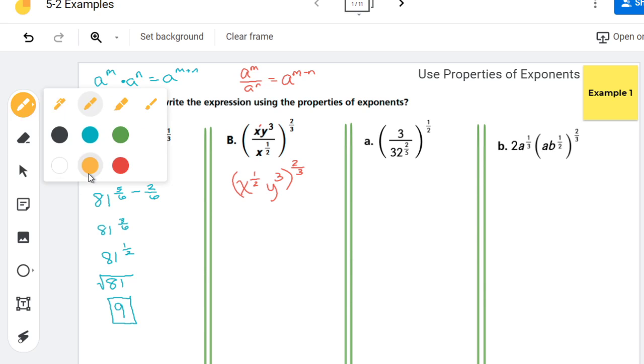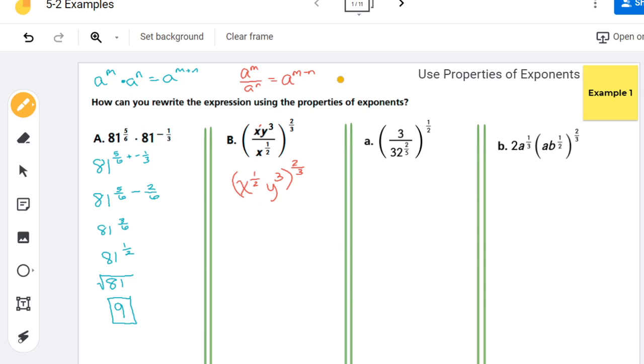Now the next thing that I'm going to do is use the distributive property. This is also called the power of a power property. The power of a power property says if you have something raised to a power that's raised to an additional power, so notice there's one base and two exponents, then you can multiply together those exponents.